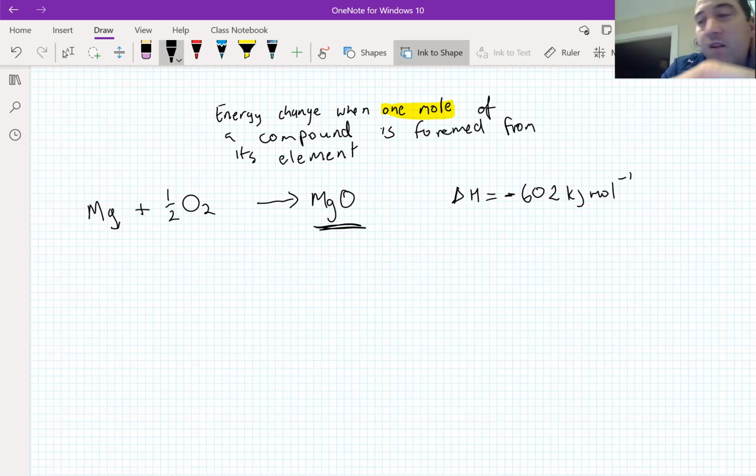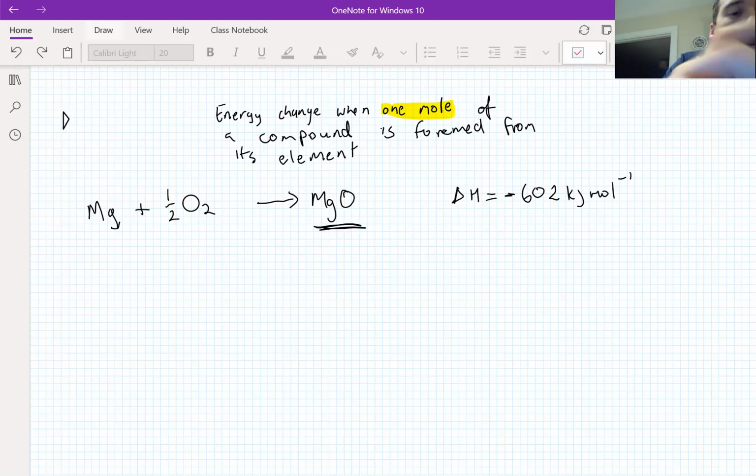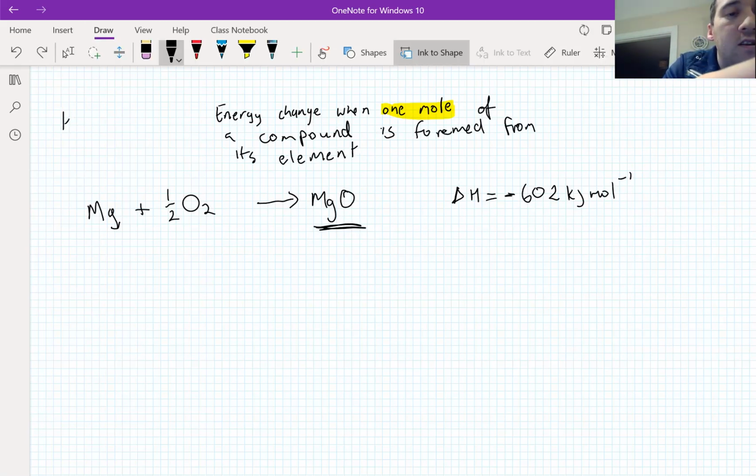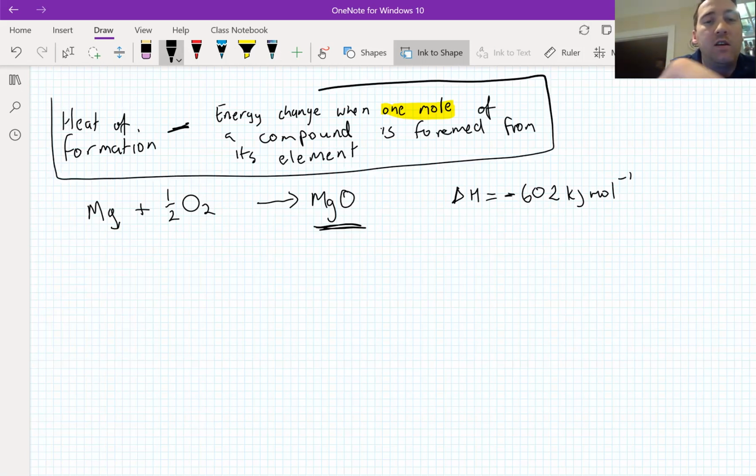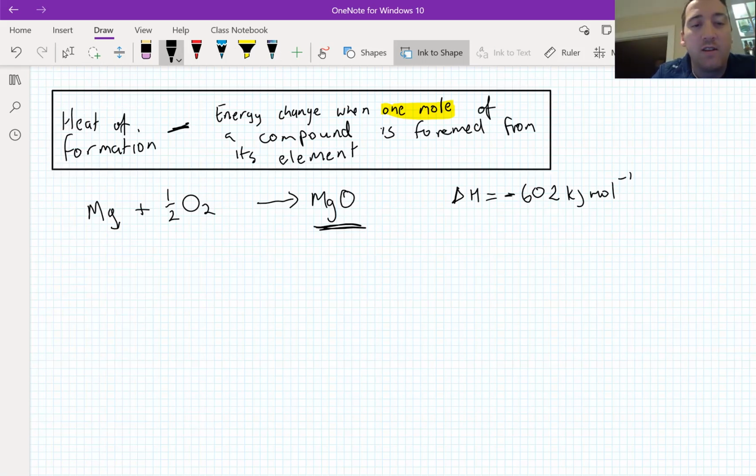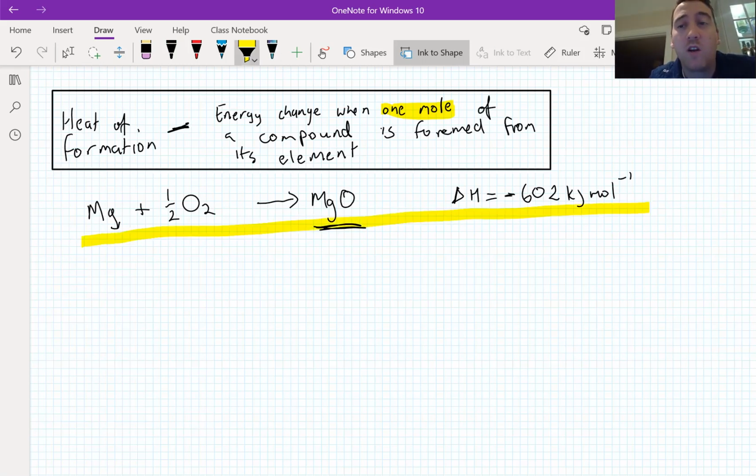And we give this particular amount of energy a name, we call it the heat of formation, because we're specifically talking about the formation of a new compound. So the heat of formation is the energy change when 1 mole of a compound is formed from its elements. So that is another definition, and this is an example. This here is an example of forming 1 mole of a compound. So I'm going to get you to pause it and make note of that definition and maybe that example.